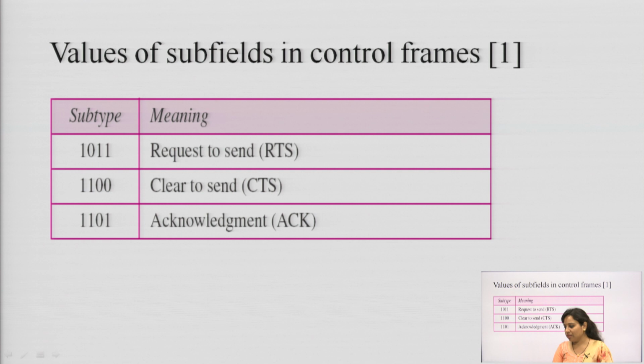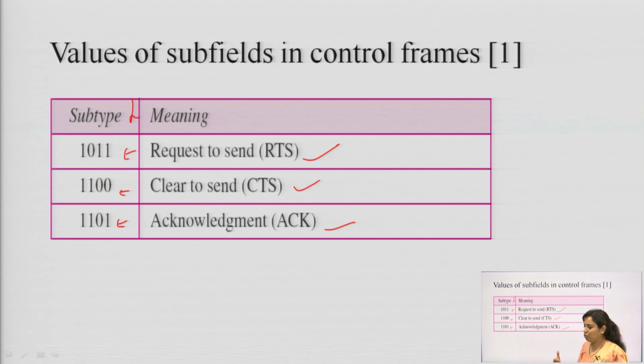Now, next are the values of the subfields in the control frames. You can see the subtype 1011 is used over here, then 1100 and 1101. The meaning is request to send if it is set to this value, clear to send is this one, CTS, and acknowledgement if it is used as 1101. So, these are the values used in the subtype, which is of 4 bits of information.